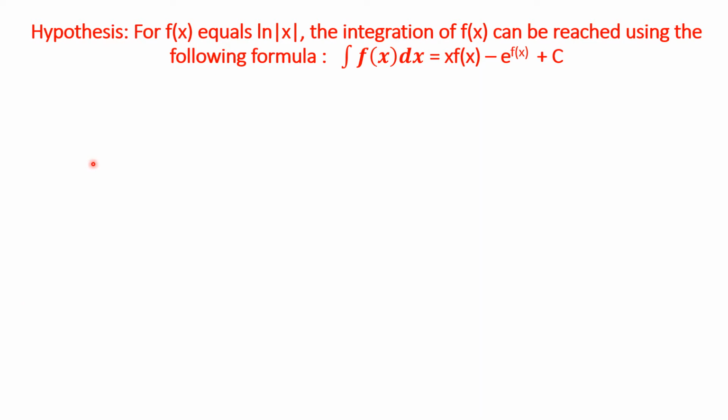To start with, let's introduce the first hypothesis. For f of x equals ln of absolute value of x, the integration of f of x can be reached using the following formula. Integration of f of x dx equals x multiplied by f of x minus e raised to the power f of x plus constant.